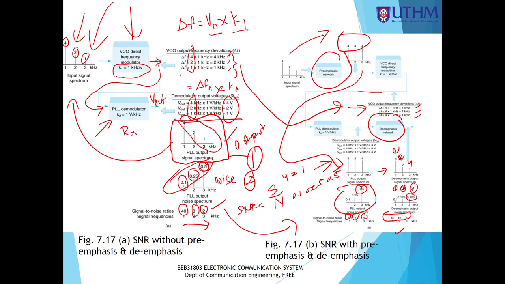The first SNR is equal to 4 volt divided by 0.1 volt for the noise. So 4 divided by 0.1 gives 40, as shown in the picture on the left. And then 2 volt divided by 0.25 volt for the noise, we're going to produce 8. Okay, SNR equal to 8 at 2 kilohertz. And then at 3 kilohertz, the SNR would be 1 volt for the signal level divided by 0.5 for the noise level. So 1 divided by 0.5 gives 2. Okay, SNR equal to 2 at 3 kilohertz. So this is the SNR value for different frequencies.